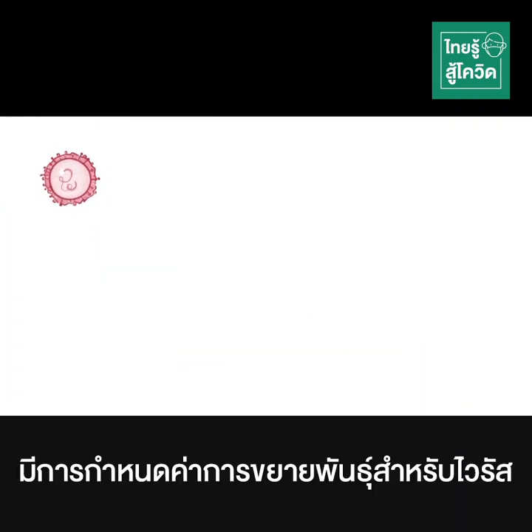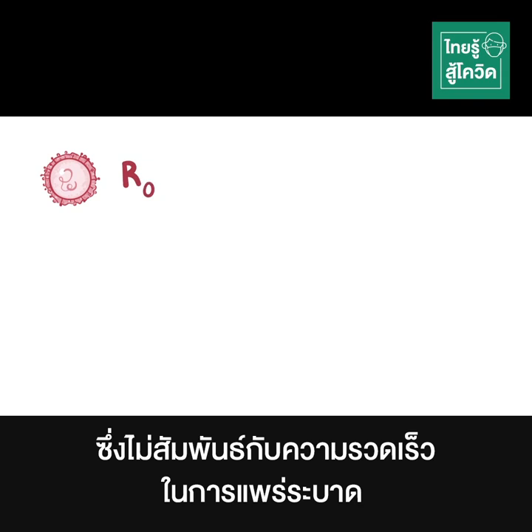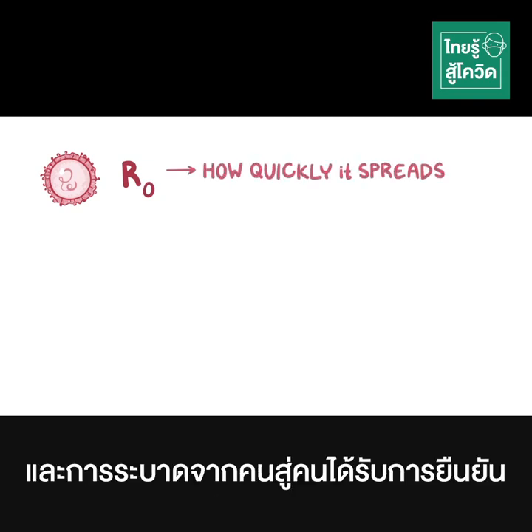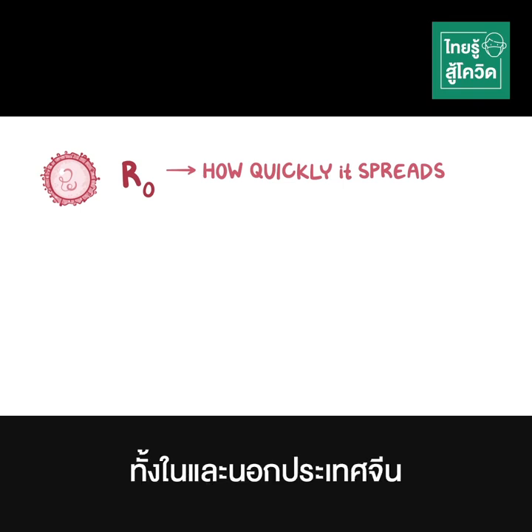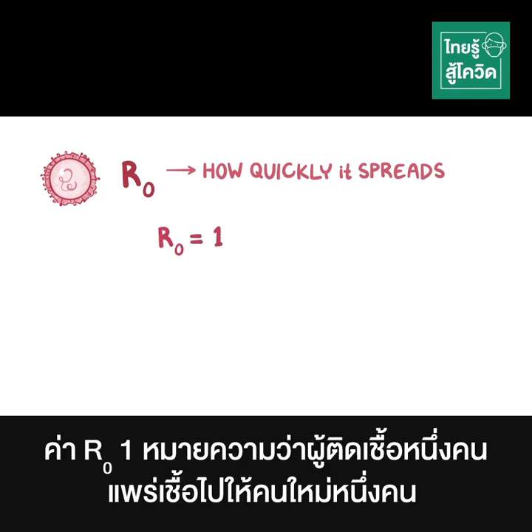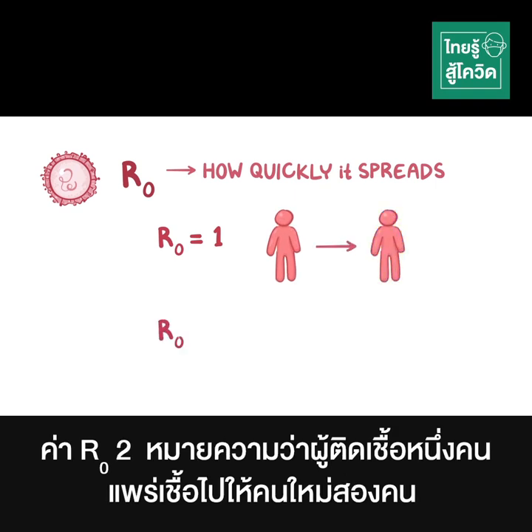Viruses are given a reproductive number, or R0, based on how quickly they spread. And person-to-person transmission has been confirmed both in and outside of China. An R0 of 1 means that an infected person passes it on to one new person. An R0 of 2 means that one person spreads it to two new people, and so forth.